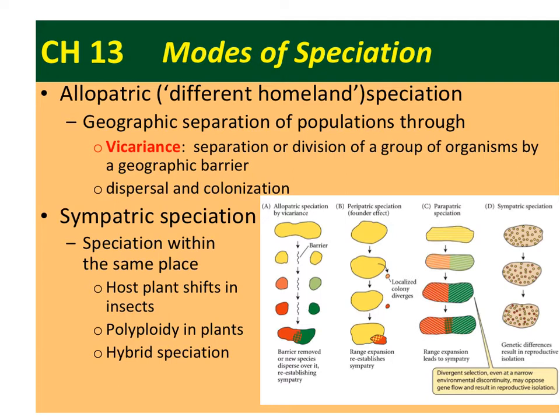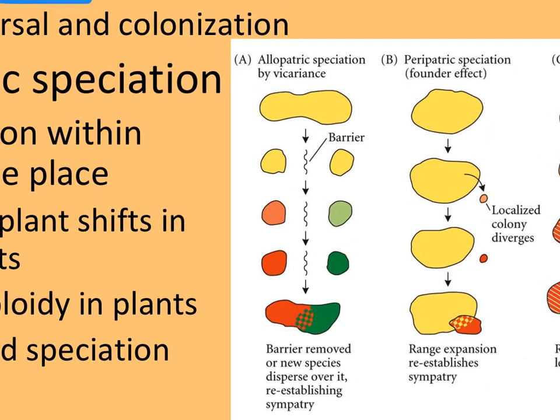When two populations are separated geographically, so now one's on one side of the river, one's on the other, this is called vicariance. Vicariance is a separation or division of a group of organisms by a geographic barrier. Another one is dispersal, but we'll look at that in a second. This is the most common mode, allopatric speciation: speciation of populations in different places over time.